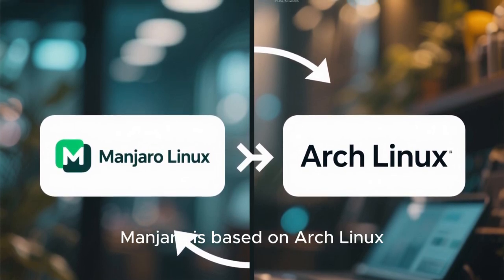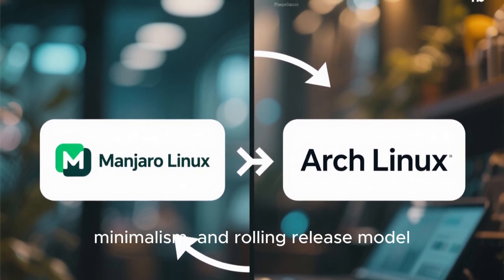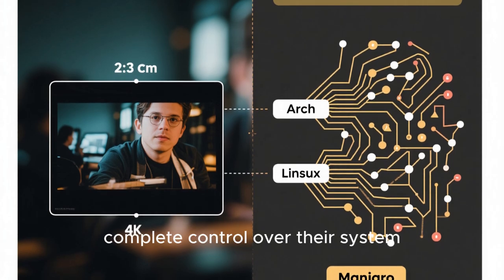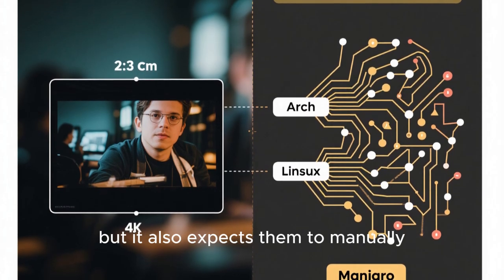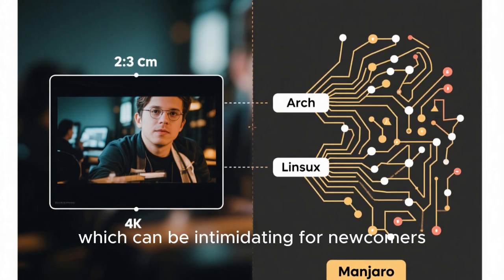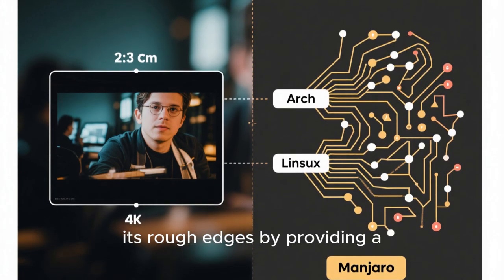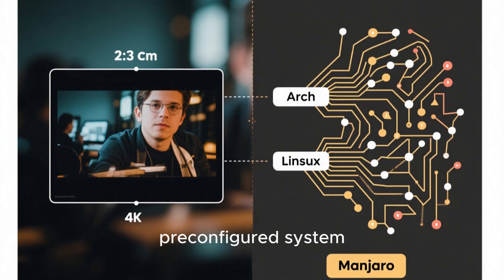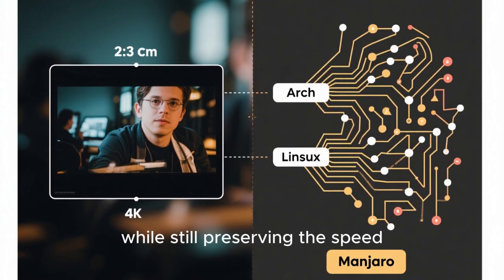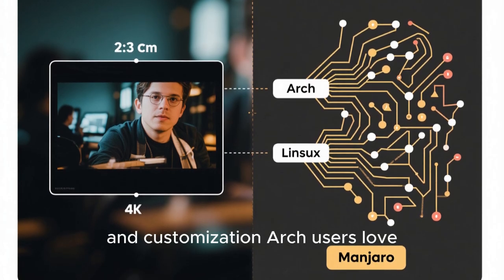Manjaro is based on Arch Linux, a distribution well known for its simplicity, minimalism, and rolling release model. Arch Linux gives users complete control over their system, but it also expects them to manually configure almost everything, which can be intimidating for newcomers. Manjaro takes the Arch philosophy and softens its rough edges by providing a pre-configured system, graphical installers, and sensible defaults, while still preserving the speed, freshness, and customization Arch users love.